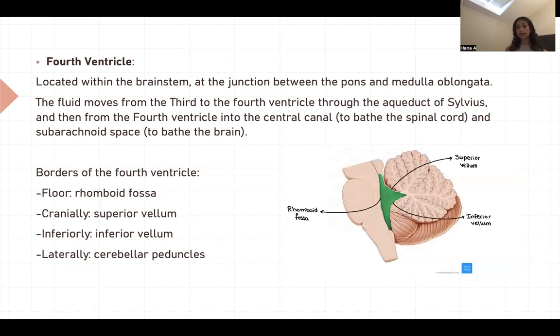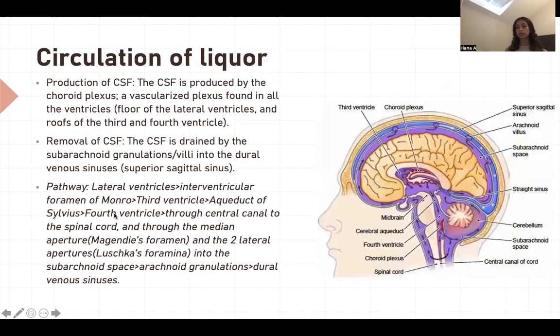And as we already said, the 4th ventricle is the last. So after this ventricle, the cerebrospinal fluid then goes on to the spinal cord through the central canal, and it goes on to the brain through the subarachnoid space. So now that we talked about each ventricle, we can talk about the whole process of production, circulation, and clearance of liquor as a whole.